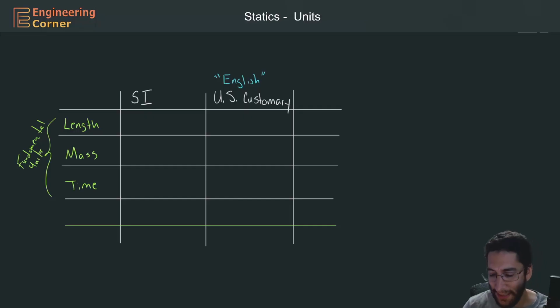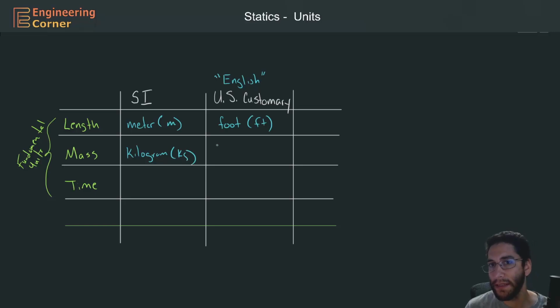Now in the SI system, our length has a unit of a meter, and we can abbreviate that with an M. In our US customary system, it has a unit of a foot, and we could say this is FT. Now a mass in SI units is going to be a kilogram, and in English units, it's US customary units, it's going to be a slug.